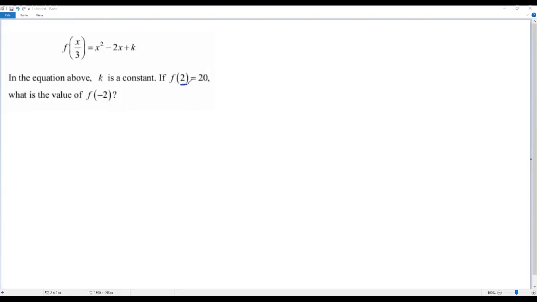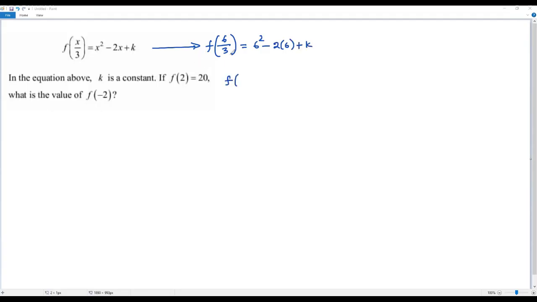Here inside the parenthesis we have 2. So now I have to get some value for x over here, so that we'll be getting 2. What value should I plug in for x, so that this x/3 will become 2? So I should plug in 6 for x, so that 6/3 will become 2. So now in this function I have to plug in 6 for x, that is 6/3. The same 6 we have to plug in for x on the right side as well, that is 6² - 2 times 6 + k.